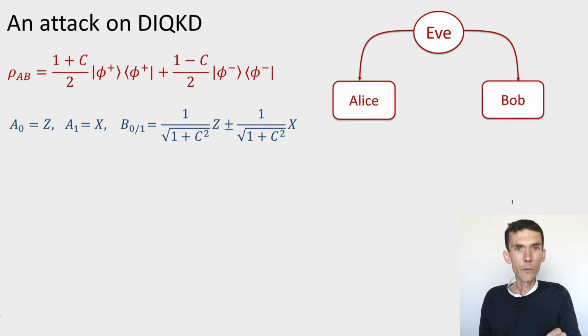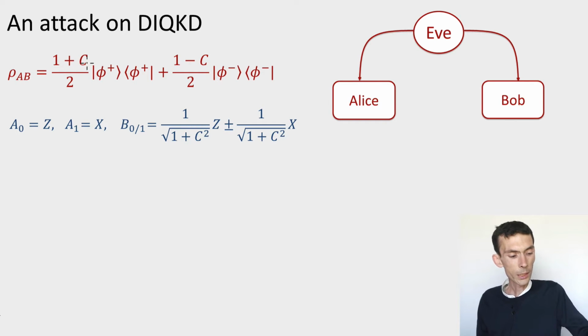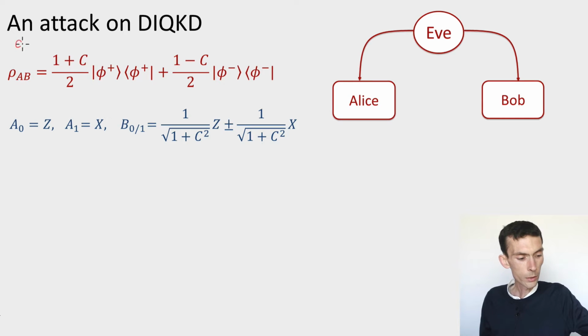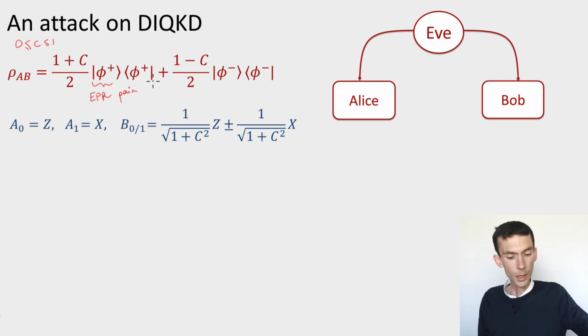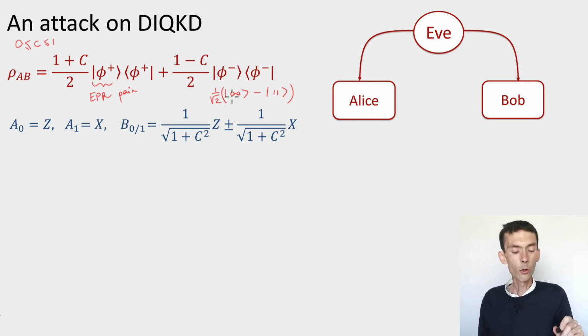Eve can prepare arbitrary devices for Alice and Bob, and here's how these devices are initialized. They're initialized in a mixed 2-qubit state, 1 qubit for Alice, 1 qubit for Bob. That's a mixture. There's a parameter C here. C is between 0 and 1. Think of it as anything you want for now. It's a mixture of phi plus, which is just an EPR pair, and phi minus, where phi minus is the state 1 by root 2, (|00> minus |11>). So these are two orthogonal Bell states. That's the mixture in which the two devices are initialized.